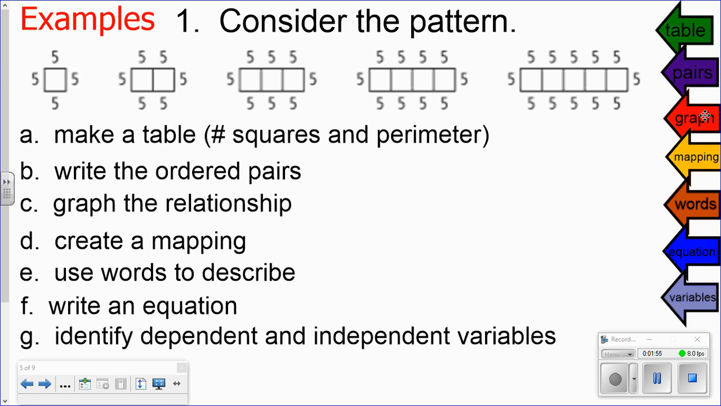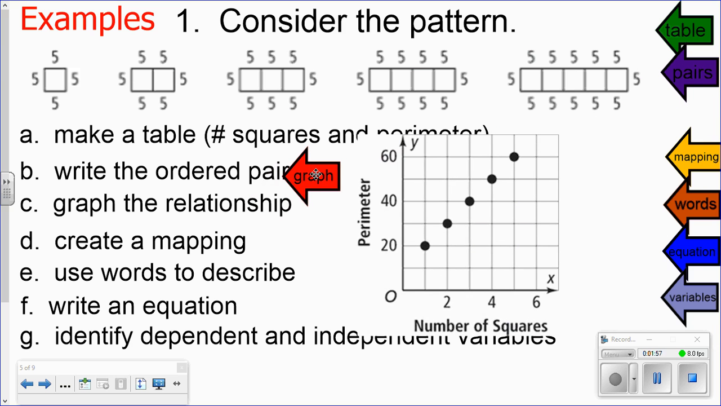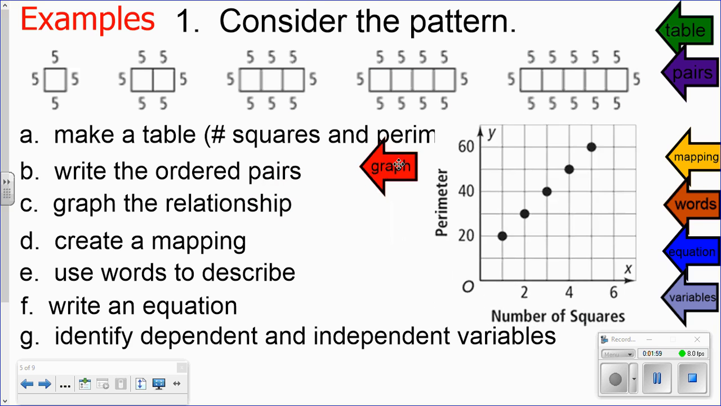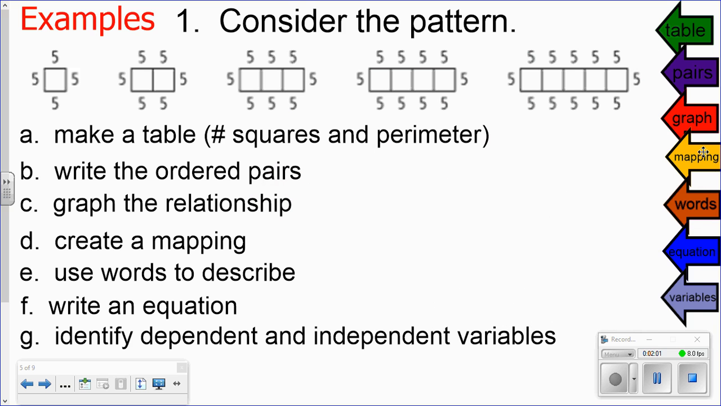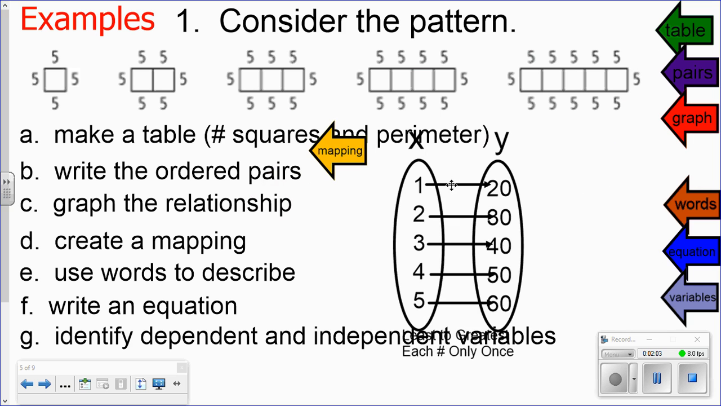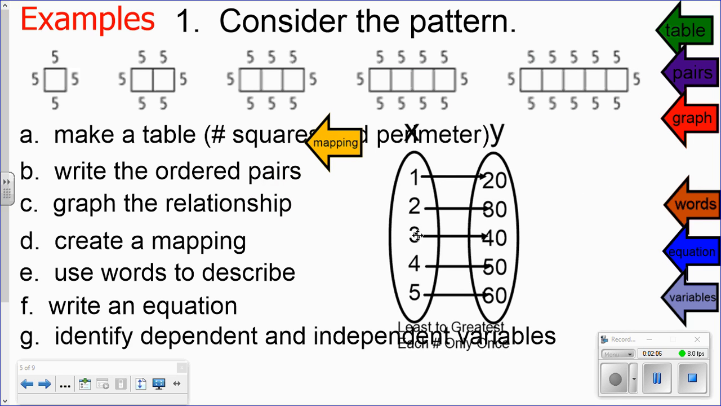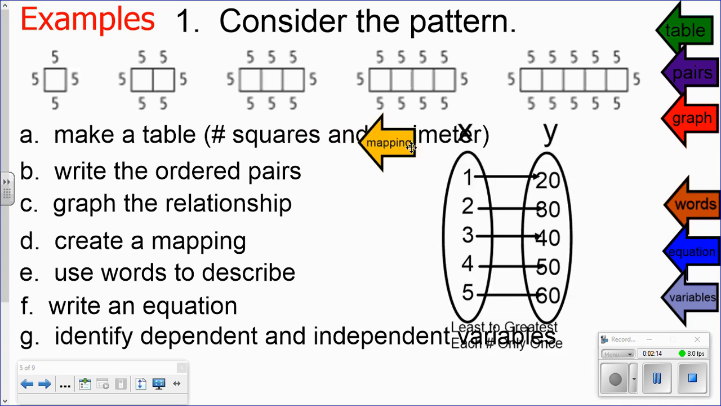If we wanted to show that relationship as a graph, it would look something like that. If we show the relationship as a mapping, we put the x values in numerical order, 1, 2, 3, 4, 5, and the y values in numerical order, and then we connect the x with the y.